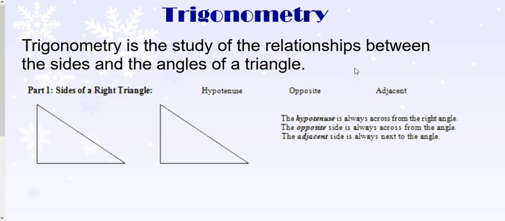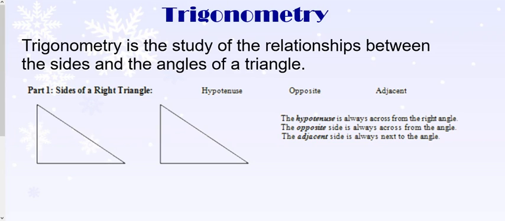Okay, I'm going to be talking about our basic trigonometric functions here, and how to determine the ratio of those functions. So trigonometry is the study of the relationship between the sides and the angles of a triangle. Specifically, we're going to be looking at right triangles. When we're looking at right triangles, it's really important that we talk about three vocabulary words.